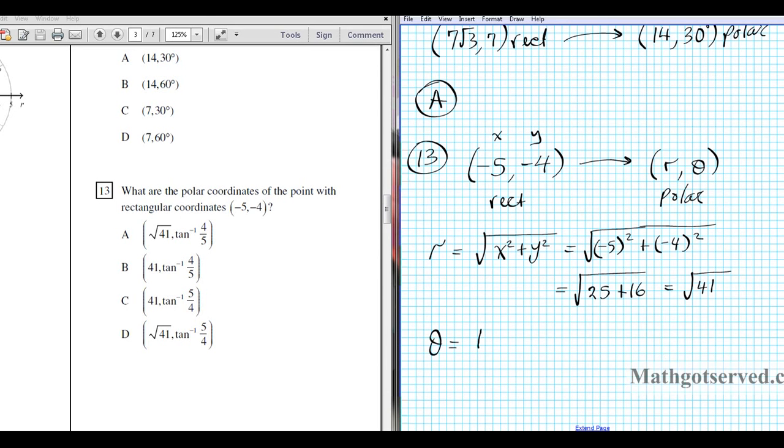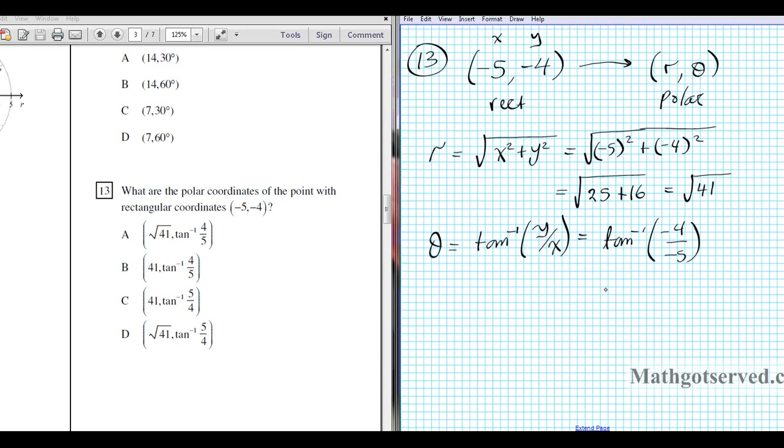Okay, now we need to find theta. To find theta, we're going to compute the inverse tan of y over x. So we're going to have the inverse tan of y, which is -4, over x, which is -5. Minus over minus is plus, right? So this is simply going to be the inverse tan of 4 over 5. So the rectangular coordinate -5, -4 is the same thing as the polar coordinate root 41, comma, the inverse tan of 4 over 5. So there goes your answer. You can see the answer is option letter A, for number 13.